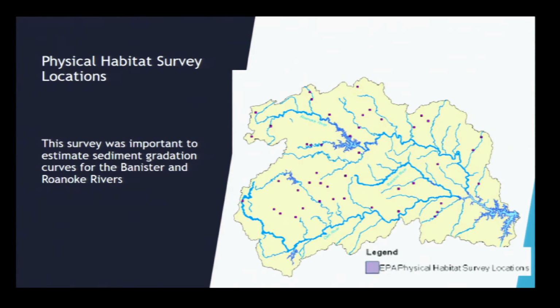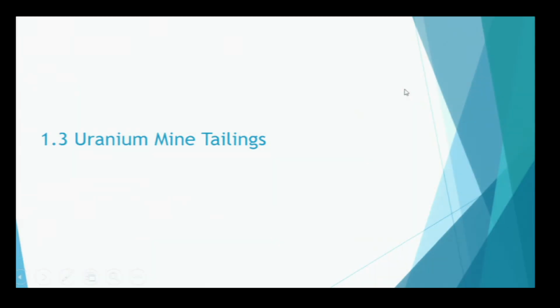Because what you're trying to do, in general, is know what kind of species you have on the watershed and whether or not they could be affected, or whether or not they have already been affected. So for this, you have to take advantage of the data that the EPA might have collected. And here what you are trying to do is get an idea about sediment gradation curves for the Bannister and the Roanoke rivers, taking into account how the sediment is being sorted through the watershed. So finally, we make it to the uranium mine tailings here.